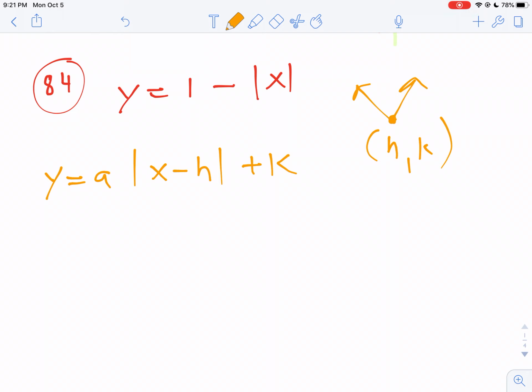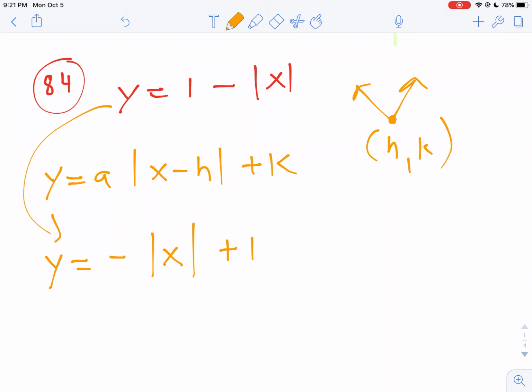All right, so I'm going to go to my equation and see what I have. Right here, I'm going to rewrite it for you. It looks like I have y equal to negative absolute value of x, and then I have a plus 1. All I did is rearrange the terms. Notice that my absolute value of x is negative. That means my a is negative, so this graph is going to open down.